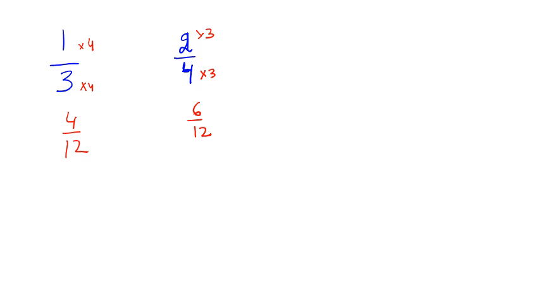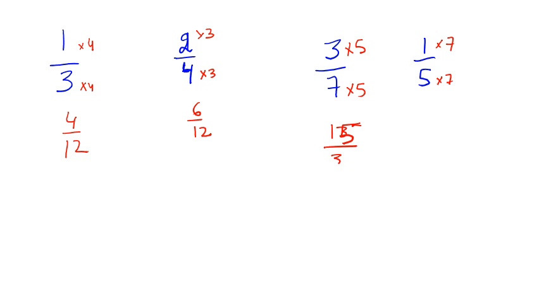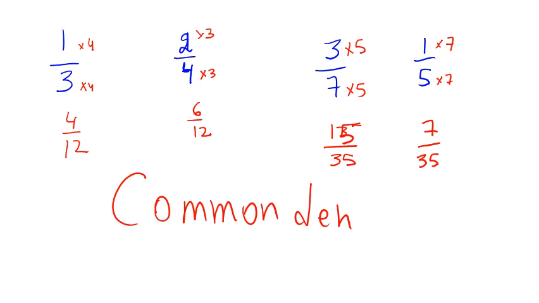Another example, 3 over 7 and 1 over 5. What do I multiply? The first fraction by the second denominator and the second fraction by the first denominator. So it's 15 over 35 and 7 over 35. Okay, that's what we call a common denominator.